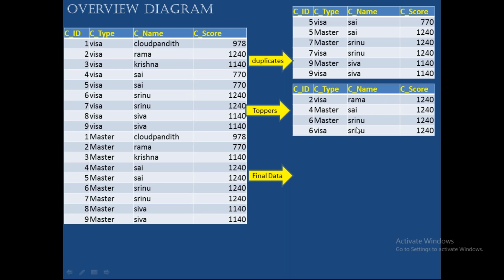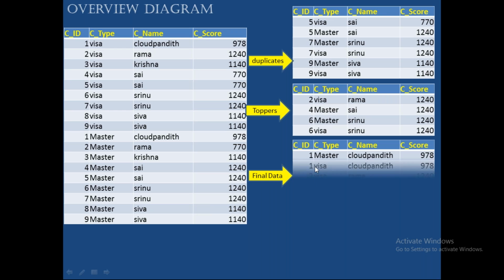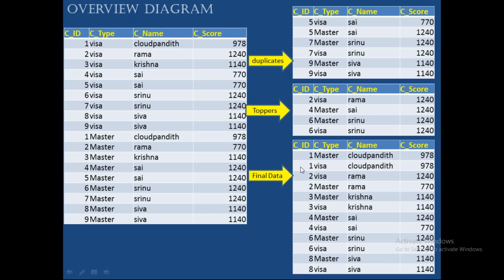So now I will just extract all the toppers information. In Visa, Rama and Srinu are the toppers, 1240, 1240. In MasterCard, Sai and Srinu are the toppers, 1240, 1240. Highest score you just have to find. Next, final data means these are the unique records, including the toppers. After removing the duplicates, this is my final data. So this is how I need to separate all these things.